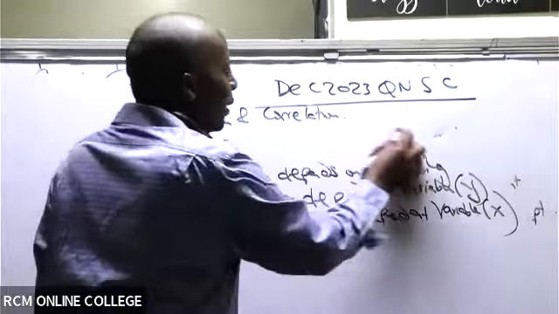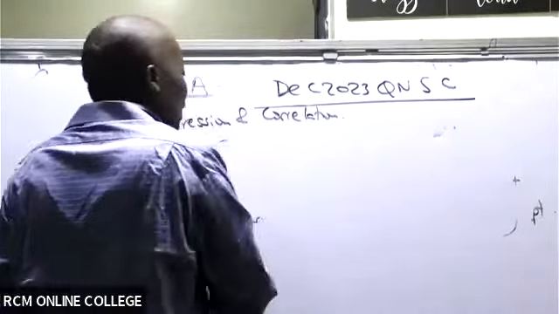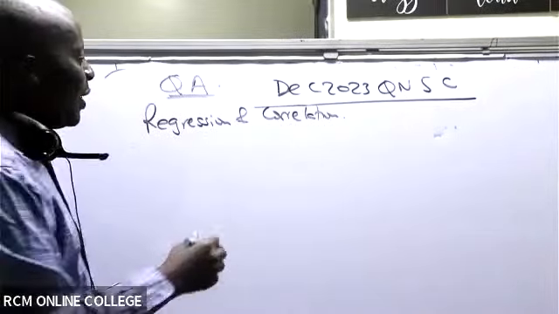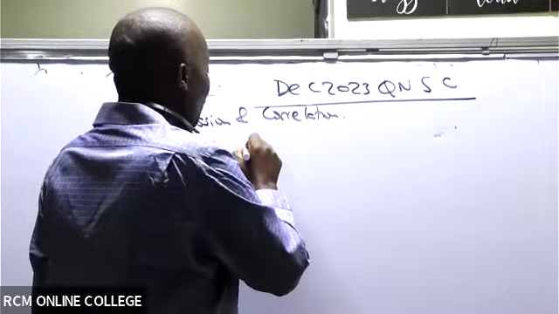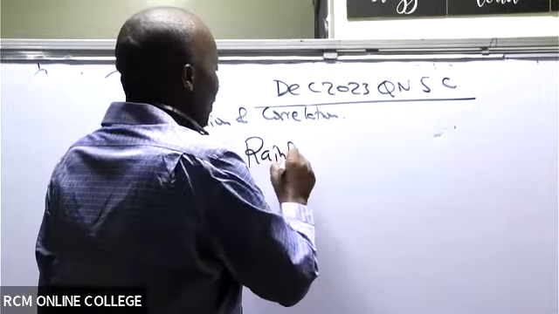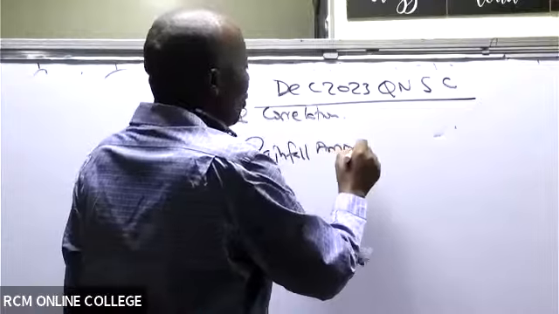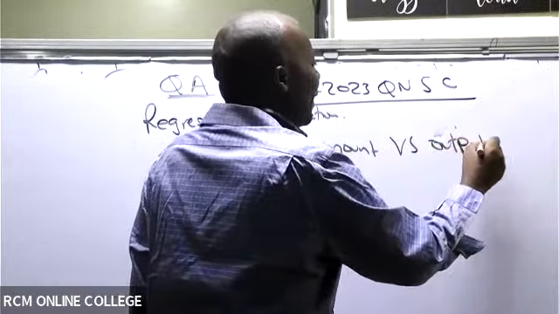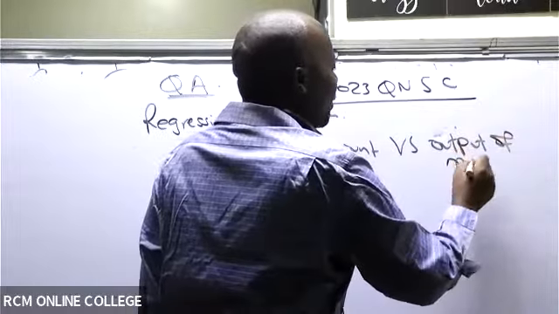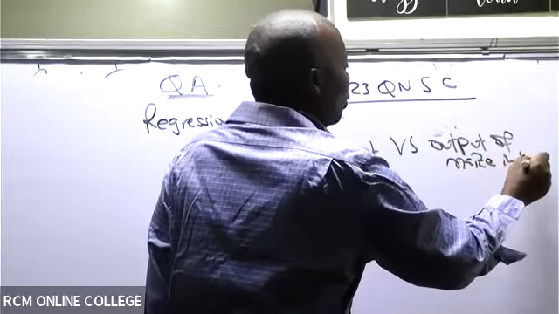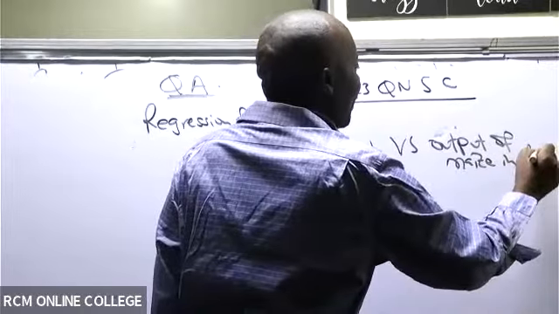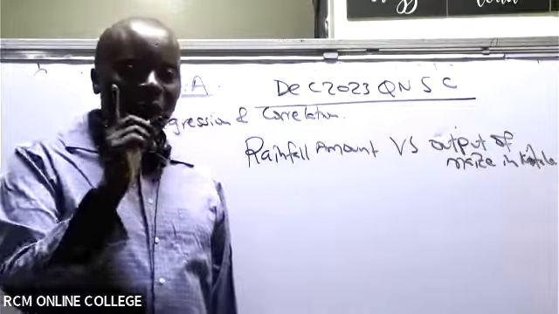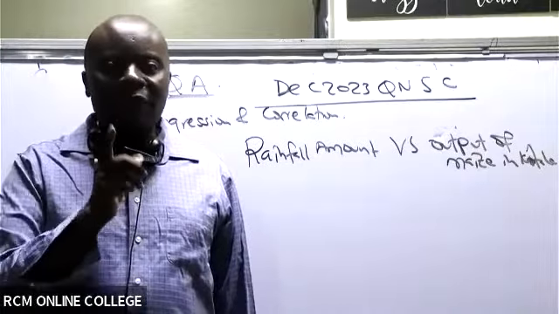How about this one? This one, I'm 100% sure you guys will be able to get this right very well. If, for example, you are given rainfall amount versus output of maize in Kitale. In this case, I think rainfall amount should be Y.